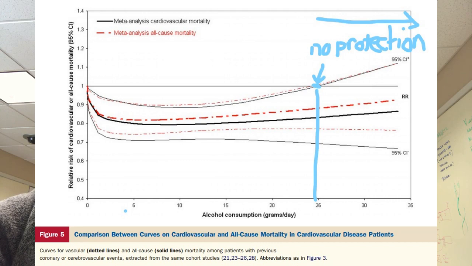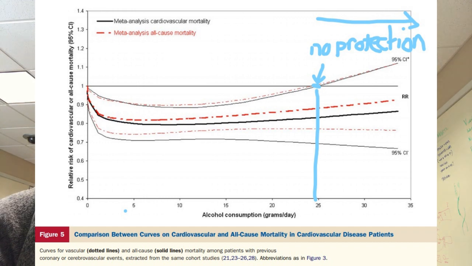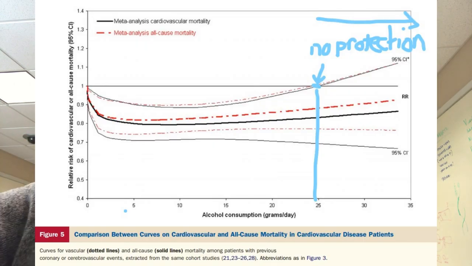So what's important? The y-axis, the vertical part, is called relative risk of cardiovascular or all-cause mortality. Remember, they did 2 meta-analyses, right? People with cardiovascular disease, then they measured if those people died from cardiovascular disease, or if they just died overall. The red is the studies that examined death overall, and the black lines take into account only people who died from cardiovascular disease.